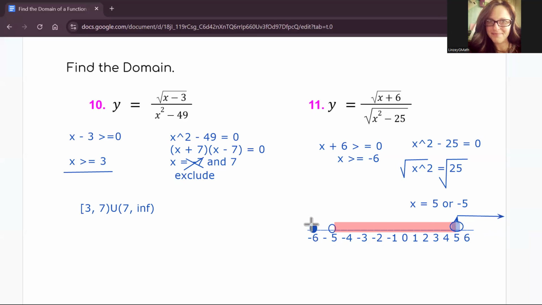So everything from negative 6 up to negative 5, but not including negative 5. And we'll write this in set notation. Bracket include negative 6 up to negative 5, but not including. We'll jump over negative 5, and we'll go all the way up to positive 5, but not including to infinity.